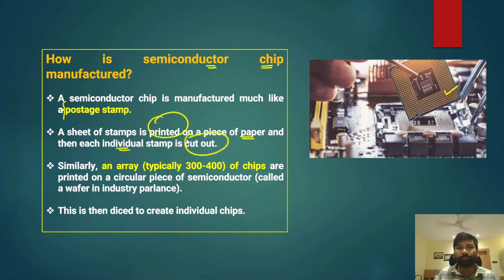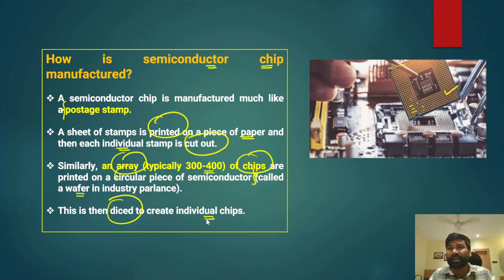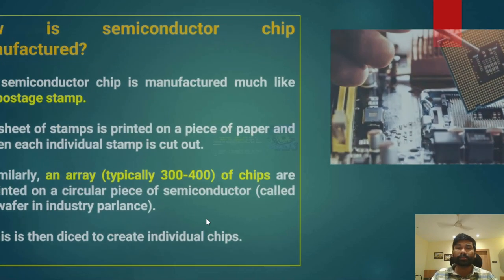A sheet of stamps is printed on a piece of paper and then each individual stamp is cut out. Similarly, an array of typically 300 to 400 chips is printed on a circular piece of semiconductor. It is called a wafer in industry parlance. So you can see here, this is an array of chips being printed on a circular piece. That circular piece of semiconductor is called a wafer. This is then diced to create individual chips. So this is how chips are created in industry.